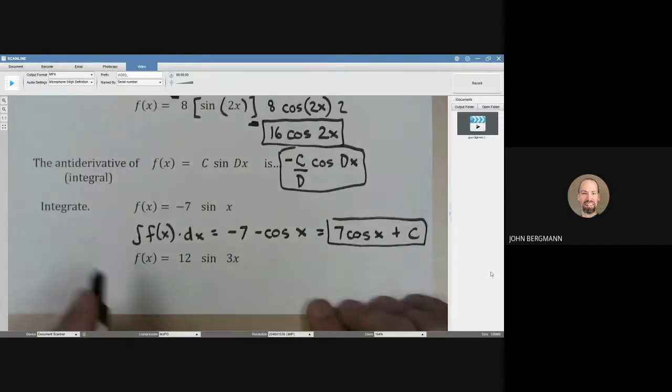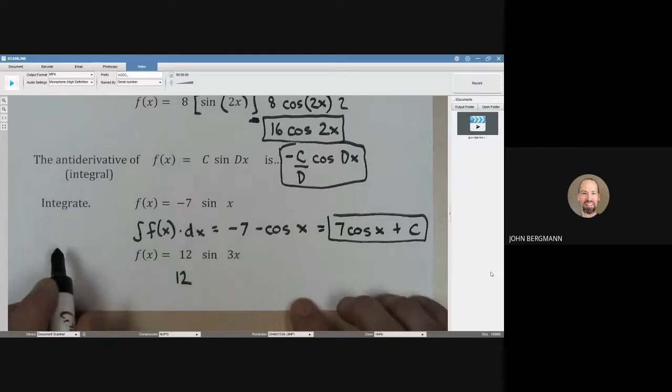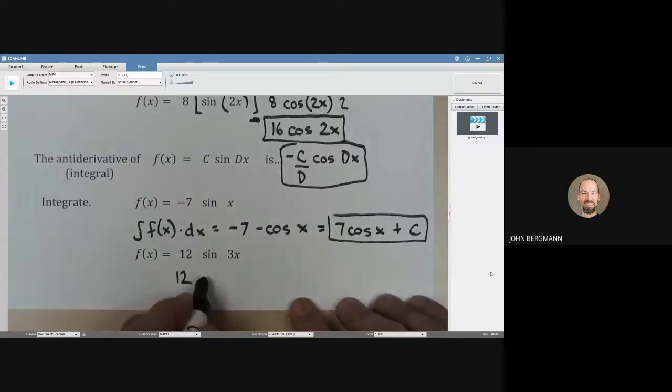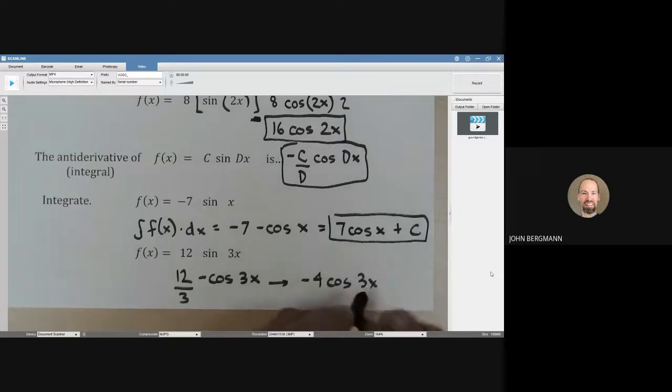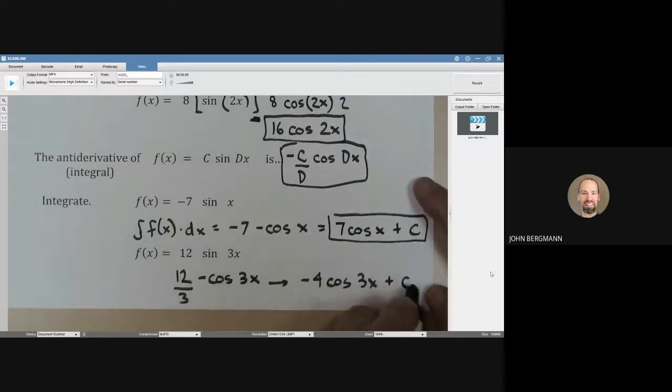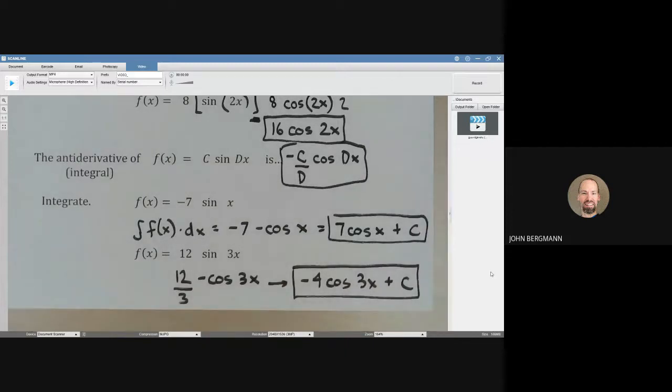Let's try this one. When we integrate this one, the 12 is going to stay the same. When we integrate sine, we get opposite cosine of 3x. And then we have to divide by the derivative of the 3x, which is 3. When we're done here, I think we're going to have negative 4 cosine 3x. And if it's an indefinite integral, we should put a c there. If it's a definite integral, then we don't have to put that, obviously.